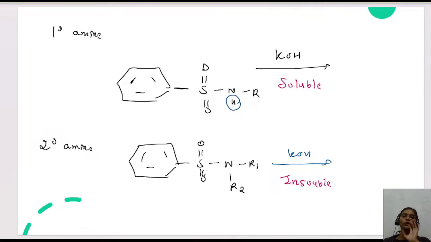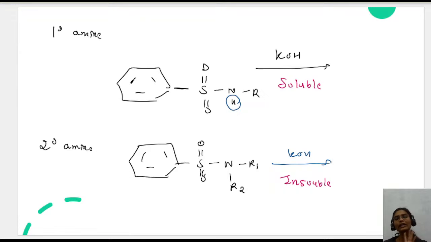So what is the brief of the Hinsberg test? If you're using primary, secondary, or tertiary amine: tertiary, no reaction; primary and secondary react there. And then if primary amine is present, the product is soluble in base. You can use NaOH, you can use KOH as well. But for secondary amine, it is insoluble. This is how we are able to differentiate between primary and secondary amine. I hope this point is clear.